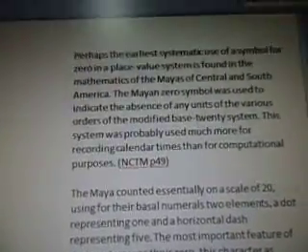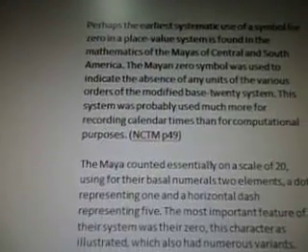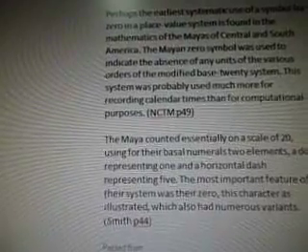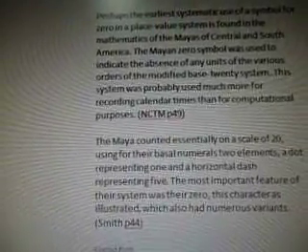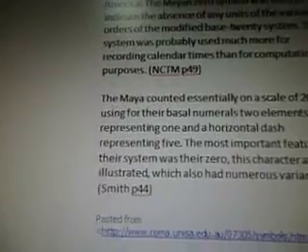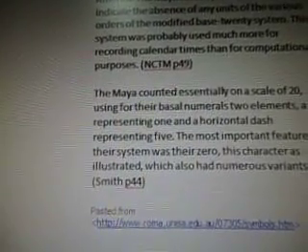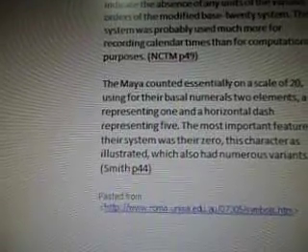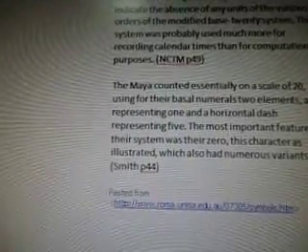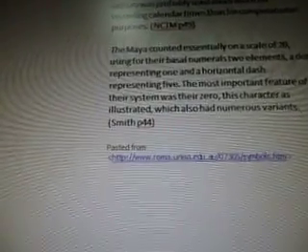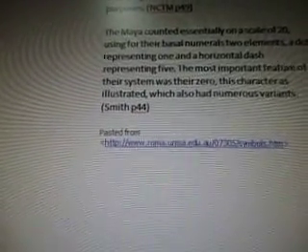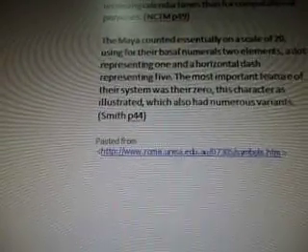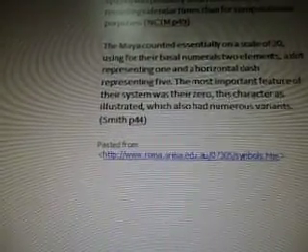It says perhaps the earliest systematic use of a symbol for 0 in a place value system is found in the mathematics of the Mayas of Central and South America. The Mayan 0 symbol was used to indicate the absence of any units of the various orders of the modified base 20 system. The system was probably used much more for recording calendar times than for computational purposes. So the Mayan counted essentially on a scale of 20, using for their basic numerals 2 elements, a dot representing 1 and a horizontal dash representing 5.